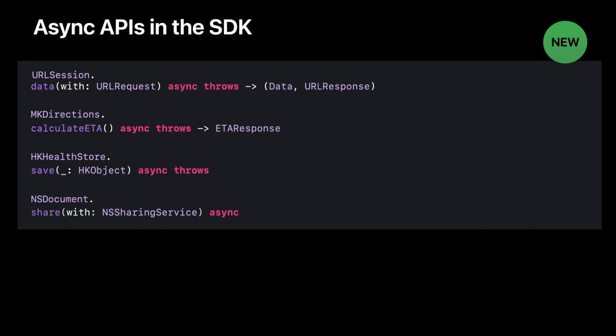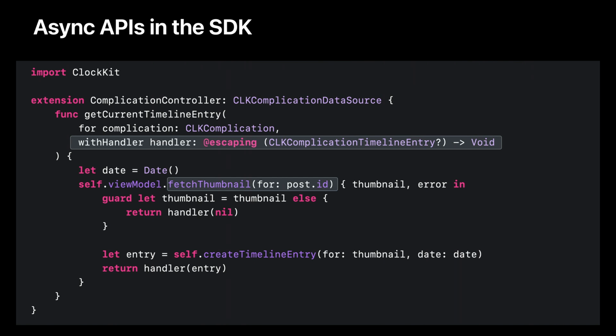But we didn't stop there. Many delegate APIs also include methods that pass a completion handler to you. Calling the handler cooperatively informs the framework when an asynchronous task is completed. Take this ClockKit complication data source that calls fetchThumbnail to display a timeline entry for a given post. Just as before, we have to make sure to call the completion handler on all paths. And there's a lot of extra noise here because of the closure. With async await, this no longer needs to be the case.